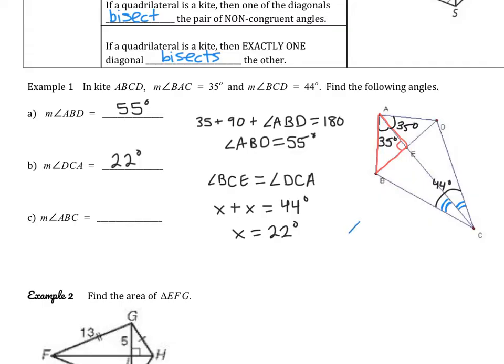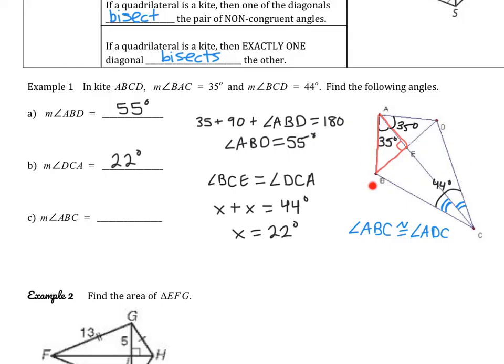We know the fact that angle ABC is congruent to angle ADC. So remember, all kites have exactly one pair of opposite congruent angles. So since they're both congruent, we can call them X.